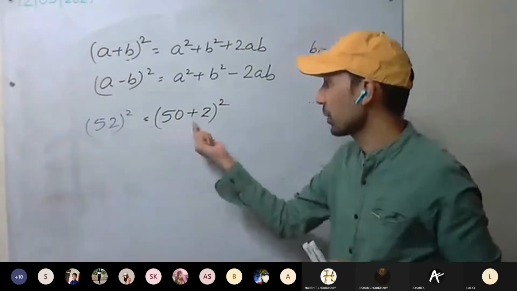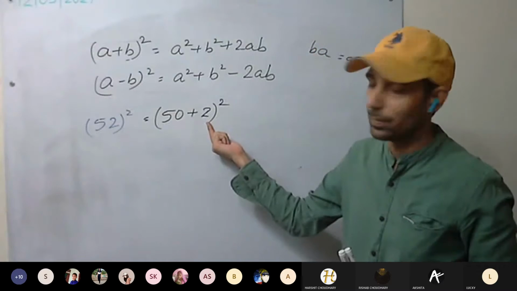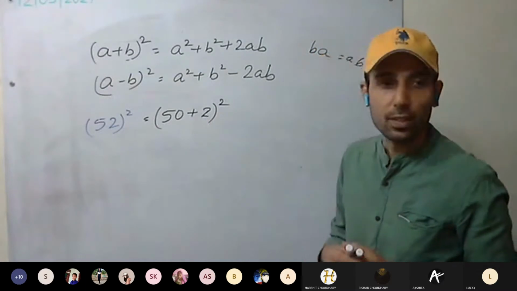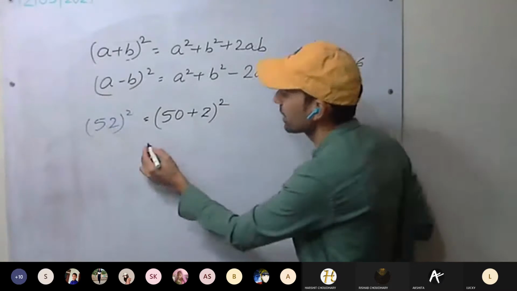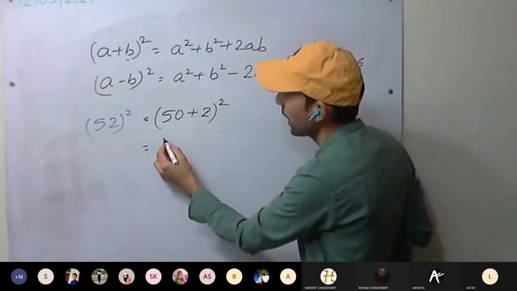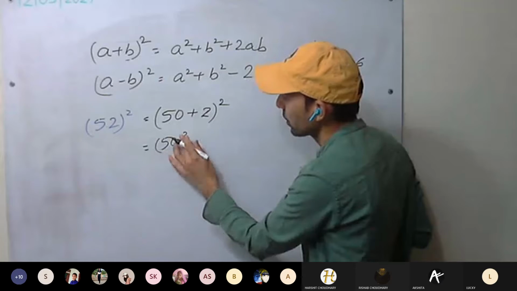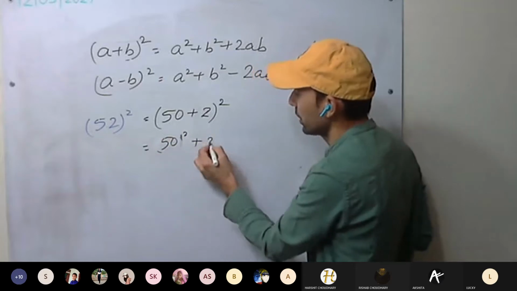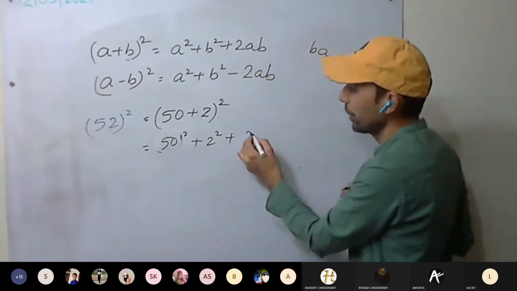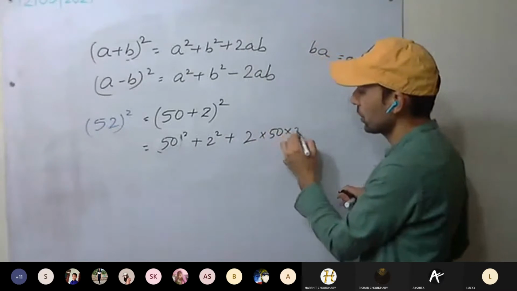We can write it like this, 50 plus 2. Yes or no? Yes, sir. Okay. Next, we can write a square, 50 square, like this only. 2 square plus 2ab, 2 into 50 into 2.